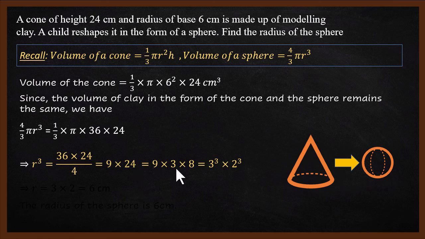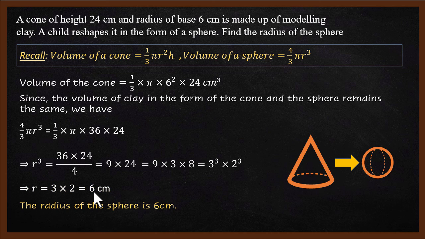Now 24 can be written as 3 times 8. Now 8 happens to be 2 cube. 9 is 3 square, and 3 square multiplied by 3 is 3 cube. In other words, r cube, the cube of the radius of the sphere, is 3 cube multiplied by 2 cube. If you take cube root on both sides, we can say that r is 3 times 2. Why? 3 cube, 2 cube, cube root. You get 3 times 2, and you end up with 6 centimeter. So that is the radius. The answer is the radius of the sphere is 6 centimeter.